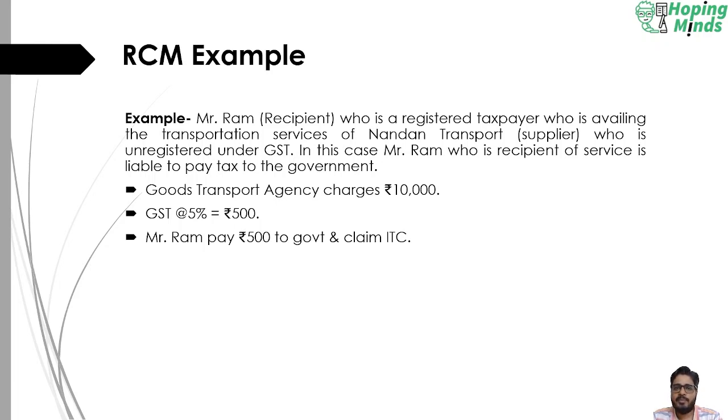Mr. Ram pays the amount of rupees 10,000 without any GST. He will discharge the liability of 5% GST on the agency charges, that is rupees 500, and will pay this 500 to the government account. Upon the payment, he will claim the input tax credit of rupees 500.